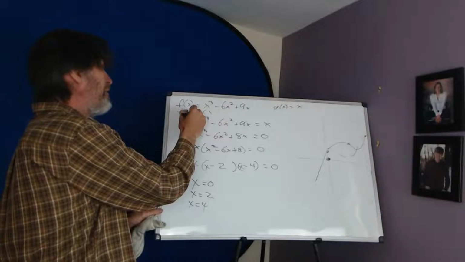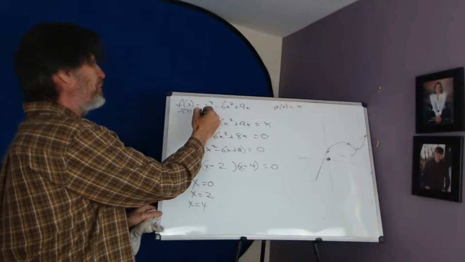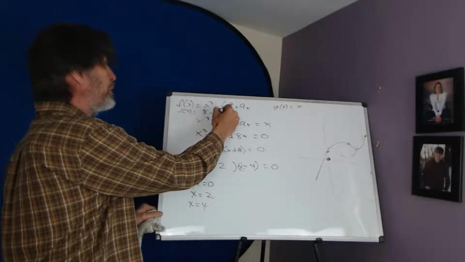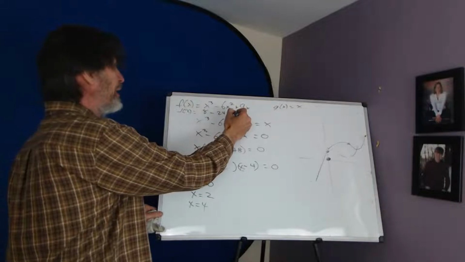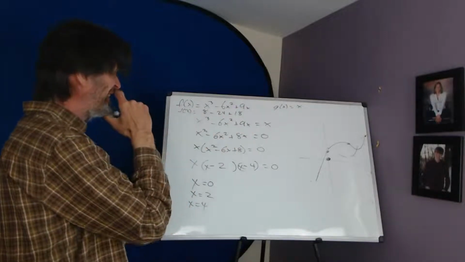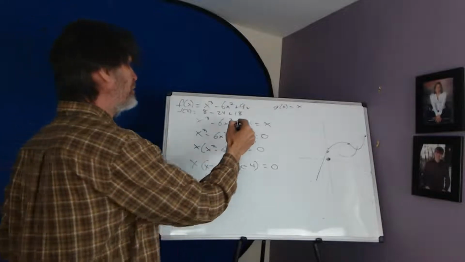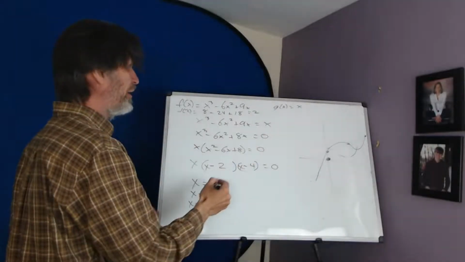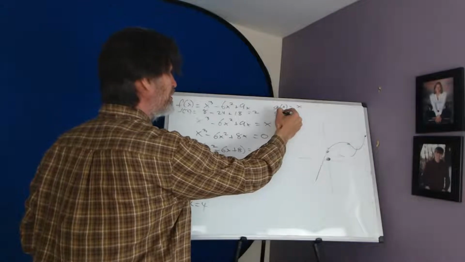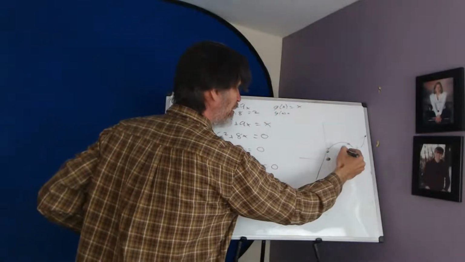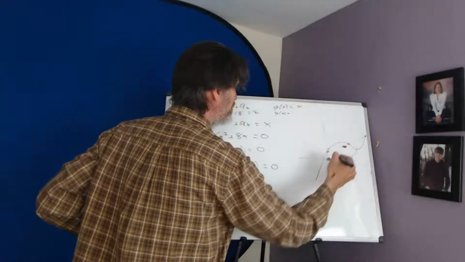I'm going to calculate f of 2. F of 2 is 8 minus 24 plus 18. That's what? 26 minus 24. It looks like that's 2. And if I plug in a 2 here, g of 2 is also 2. Good. So they also cross at the ordered pair 2, 2.